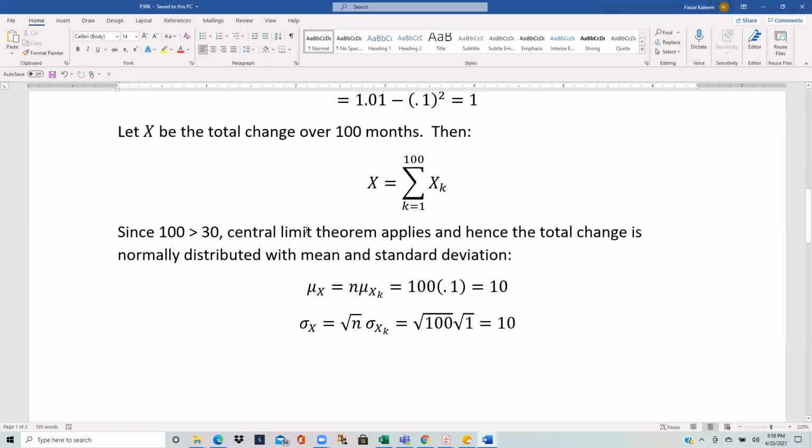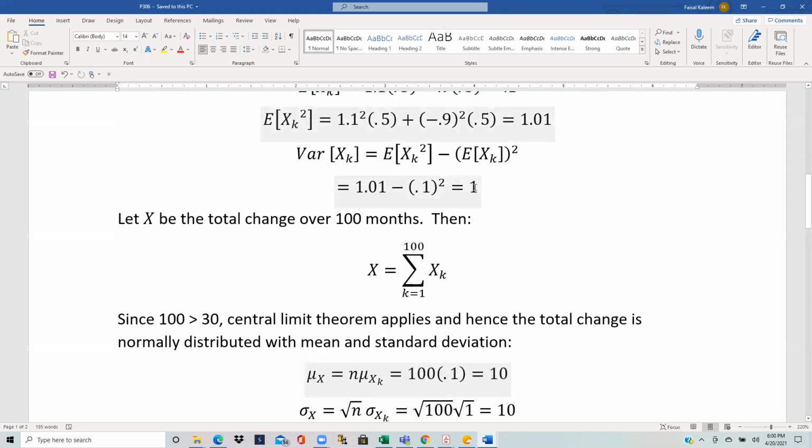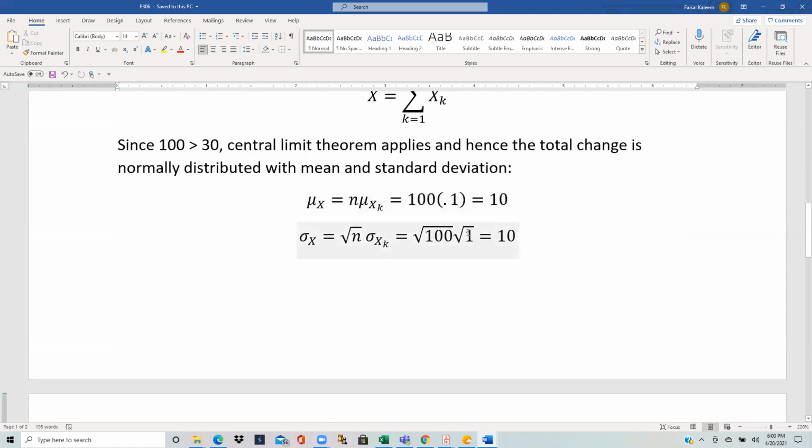if each of the variables has mean of xk, then the mean of the sum will be n times the mean of each. N is the number of variables, which is 100, and the mean of each of the xk was 0.1. So the total mean is obtained by multiplying 100 with 0.1, that's 10. And then the second part of the central limit theorem says that the standard deviation of the sum, remember x is the sum of all these, is equal to square root of n times the standard deviation of each of the variables. So square root of 100, and since the variance of each variable was 1, the standard deviation will be square root of 1, and this gives 10.